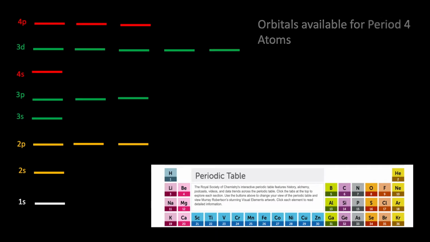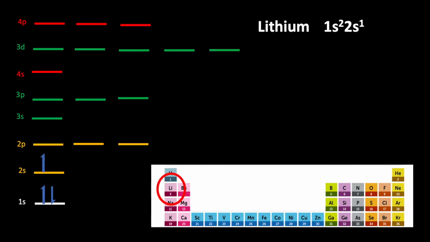The first one we're going to do is going to be lithium. Lithium has 3 electrons, so we're going to put 2 electrons in 1s, and then 1 electron in the 2s orbital. That gives me my 3 electrons.